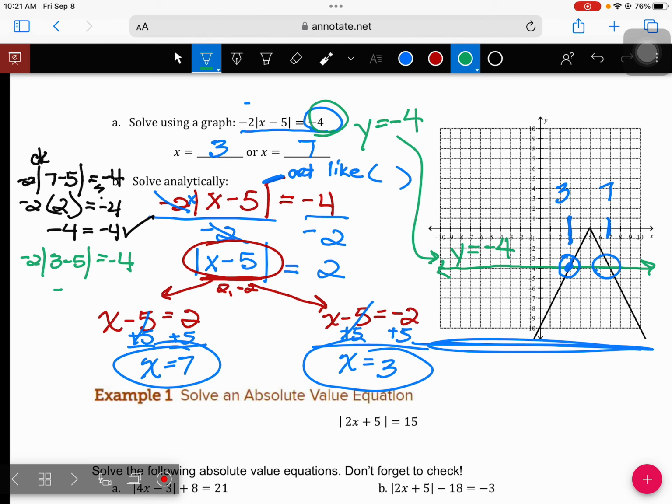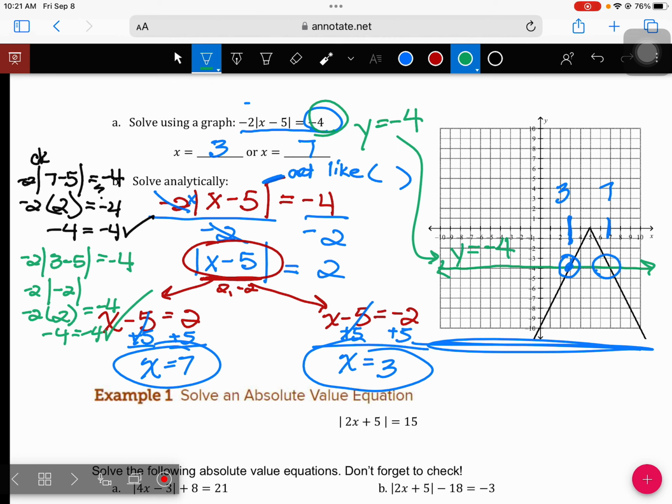Negative 2. And what's the absolute value of a negative 2? How far away is negative 2 from 0? It's 2, right? So negative 2 times 2, is that equal to negative 4? Yes, negative 4 is equal to negative 4. So you know those two solutions are correct.